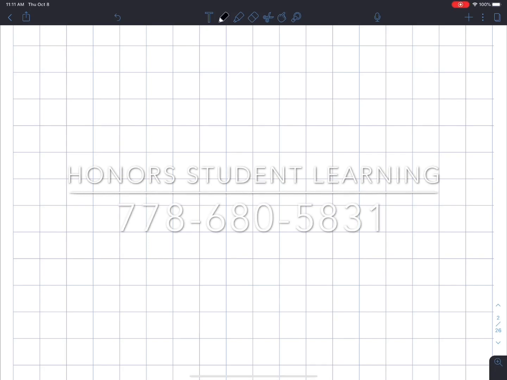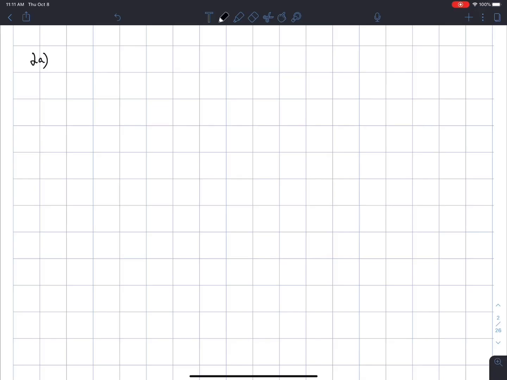Okay, moving on to question 2. 2a. So we have a rectangle. And this time, this rectangle is no longer just a 1 by 1. We were told that this is a 3 by 1. The length is 3 and the width is 1.